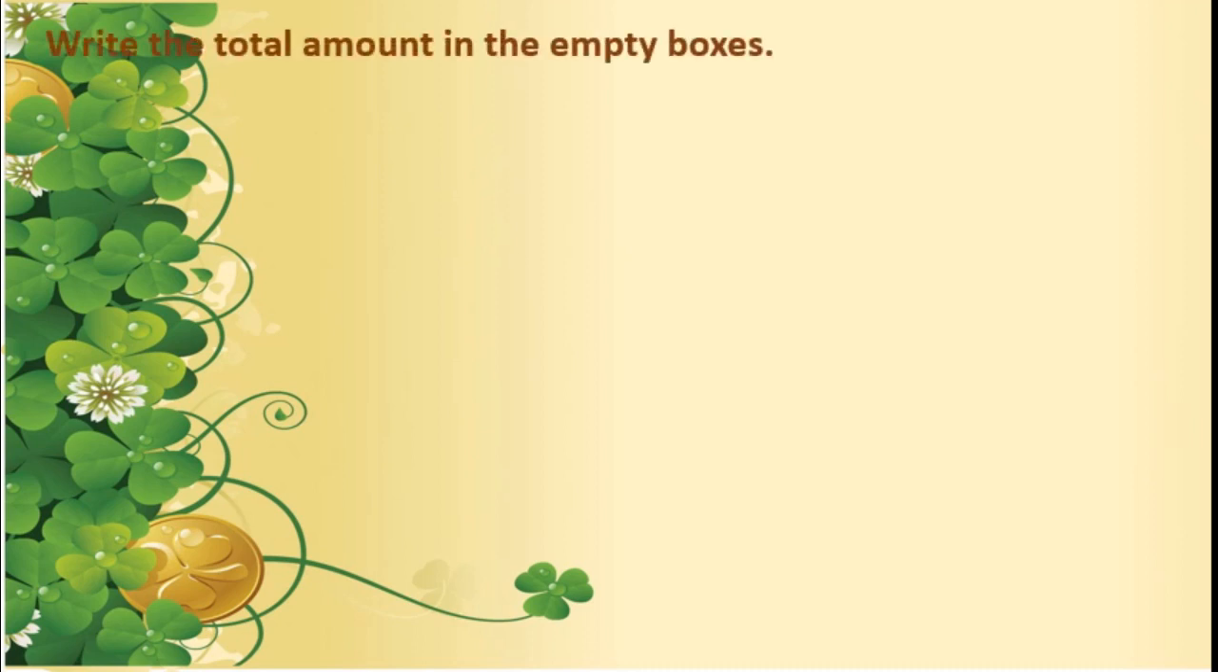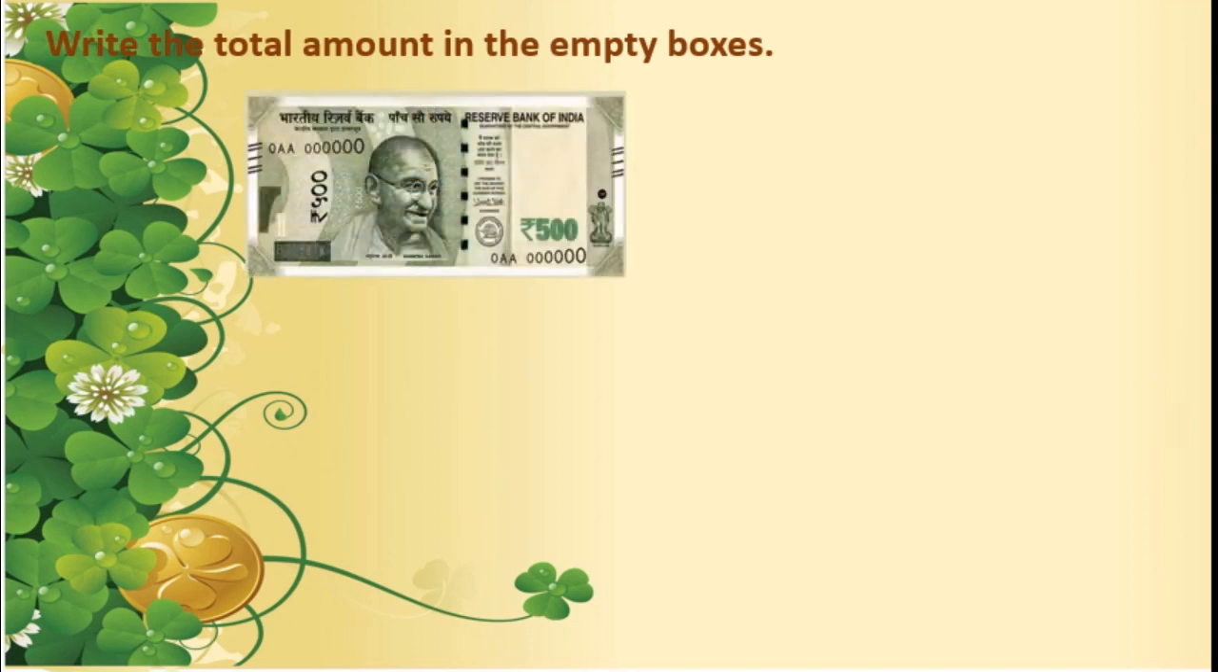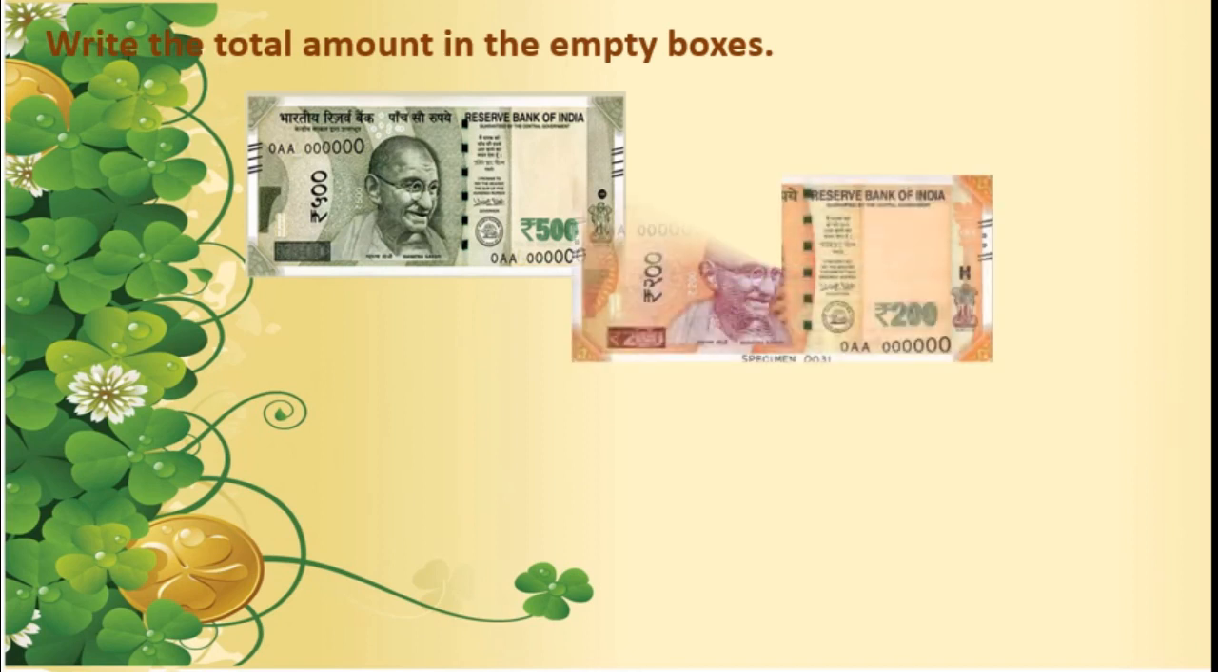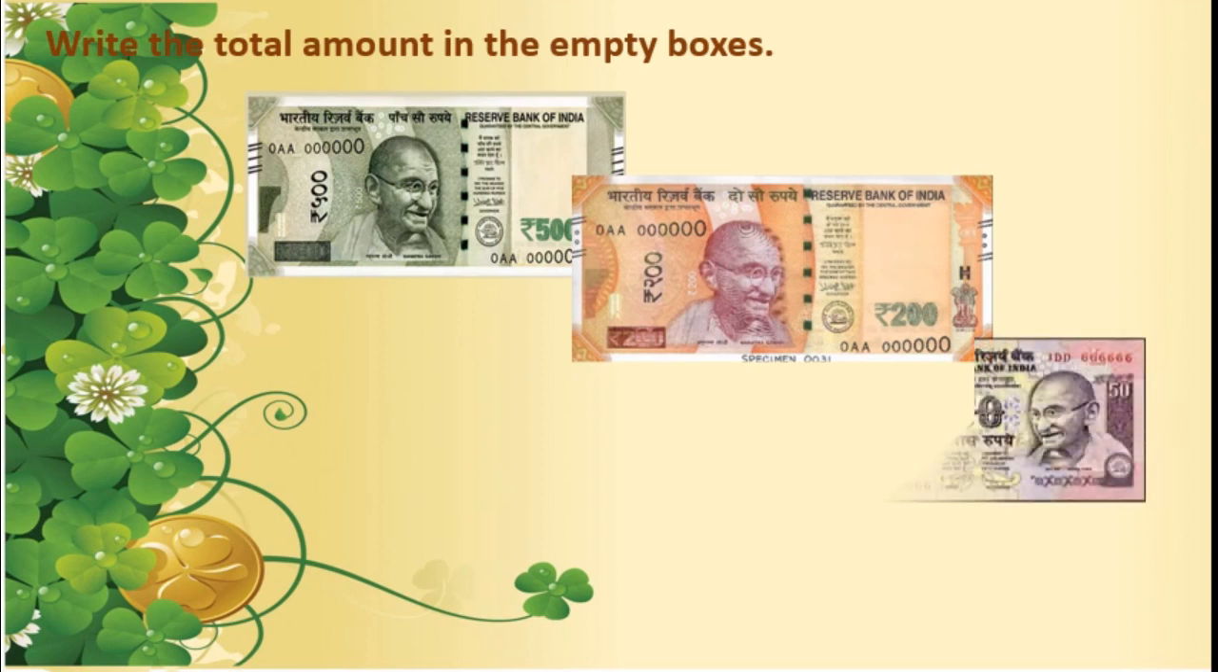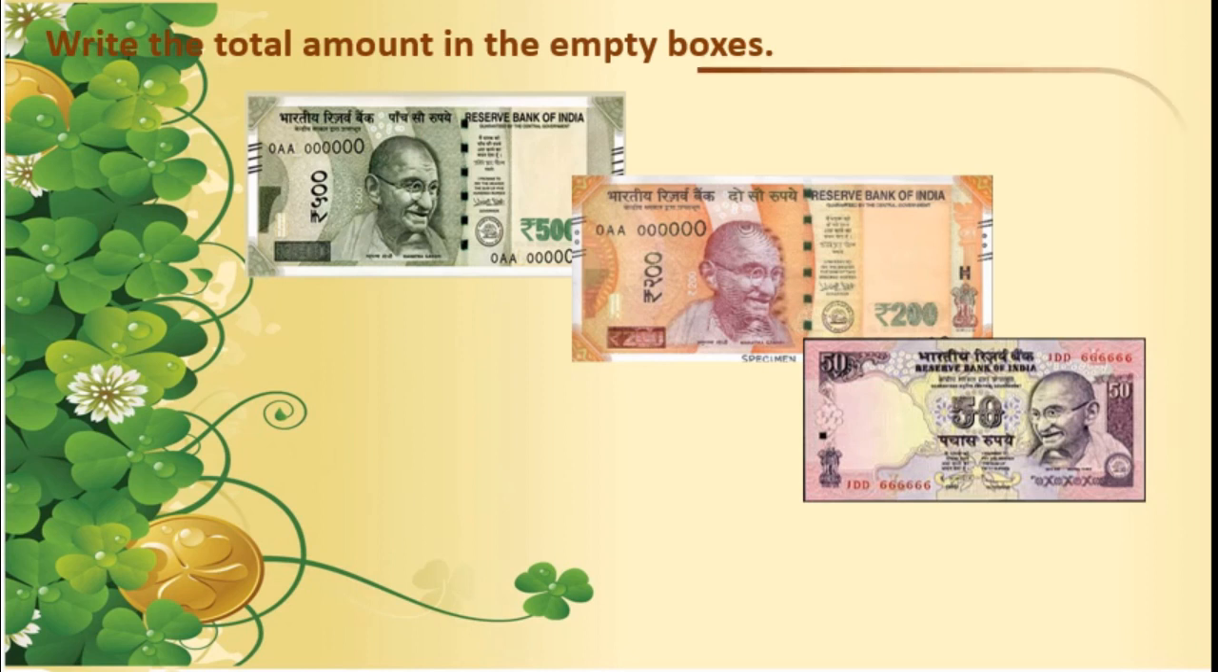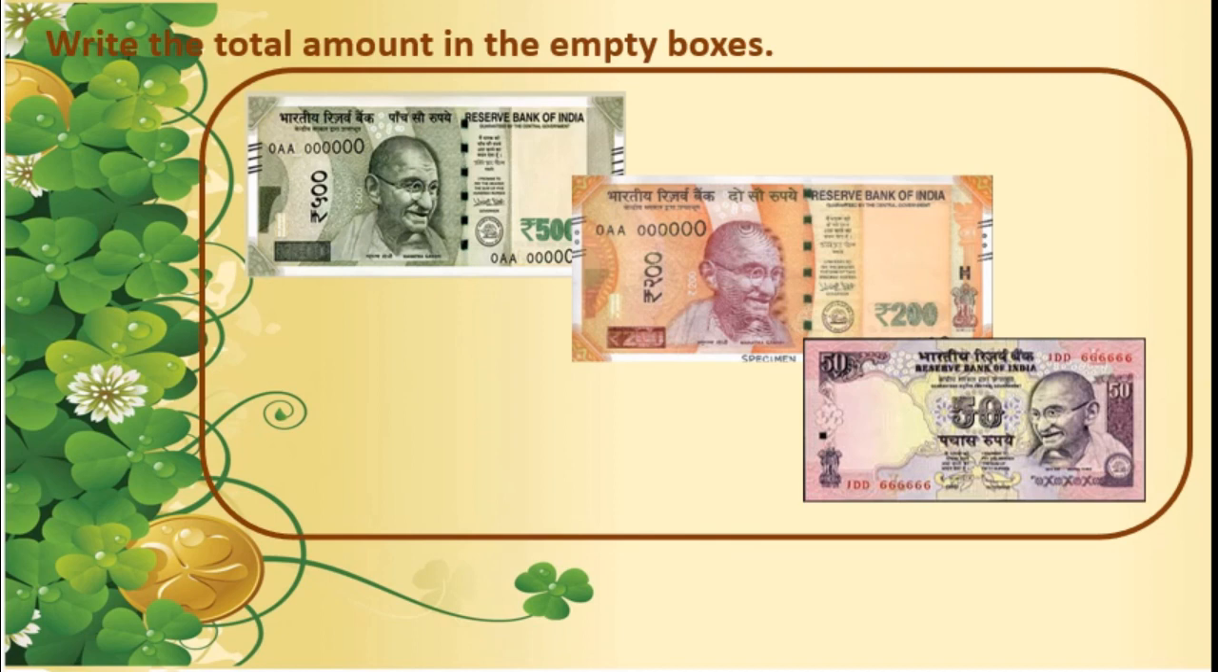Now write the total amount in the empty boxes. You will see. Go on counting the money. This is a 500 rupees note. Then this is 200. 500 plus 200 is 700. Plus 50 rupees means 750 rupees. Isn't it? They together make rupees dash. What we will write here? 750. Correct?